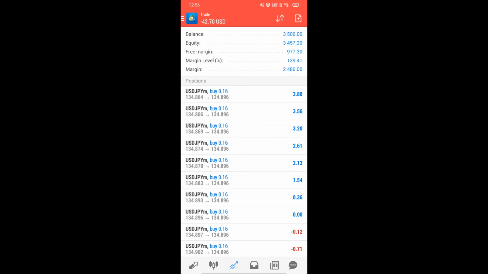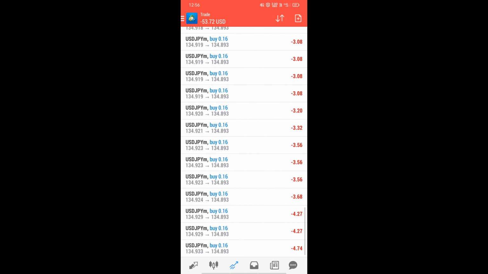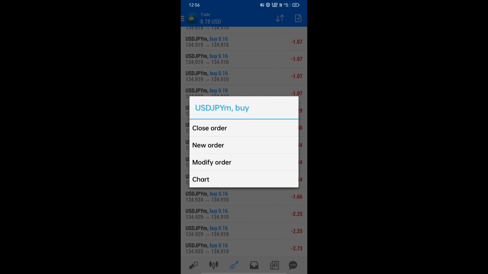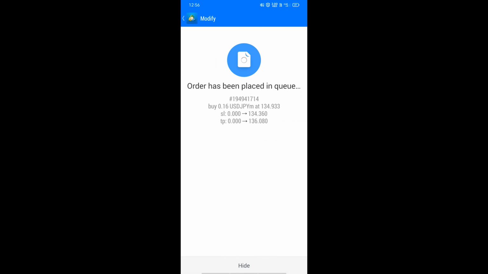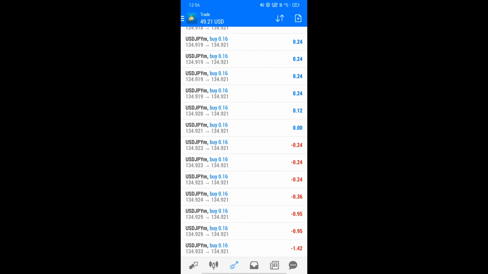Guys, we went straight from $700 profit to $42 loss, because the market is coming down for a retest after giving the breakout. Let me put stop loss and target point. You can see we went from loss to $56 profit.